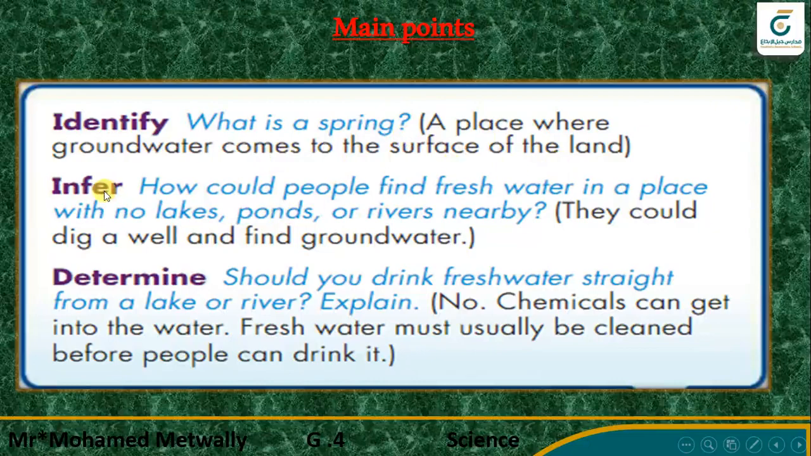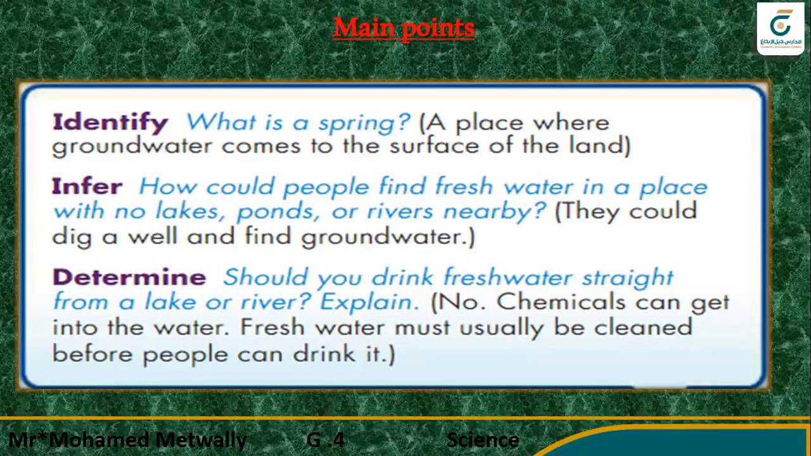Infer means conclude, deduce. You have to conclude what you understand after you read the question. How could people find fresh water in a place with no lakes, ponds, or rivers nearby? Like some people who live in deserts, it will be difficult to find water, so they could dig a well and find underground water.